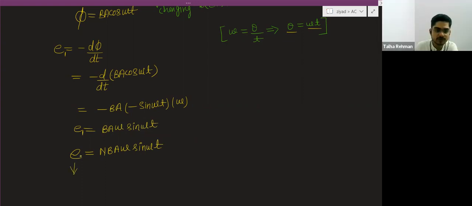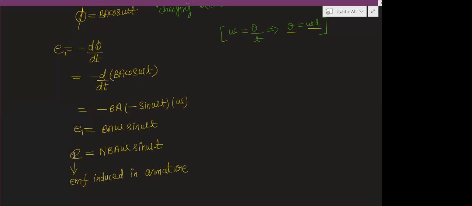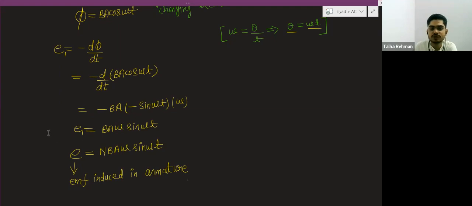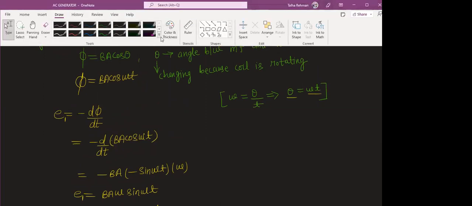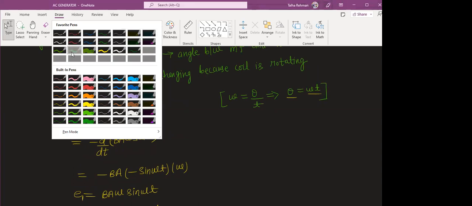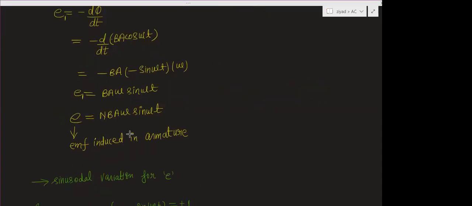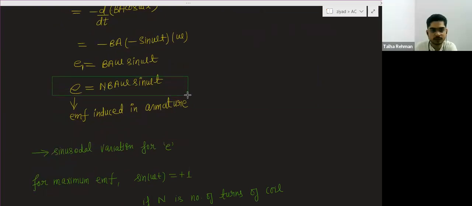So this is the EMF induced in the armature. This is your equation of EMF. So basically, this equation you are getting.